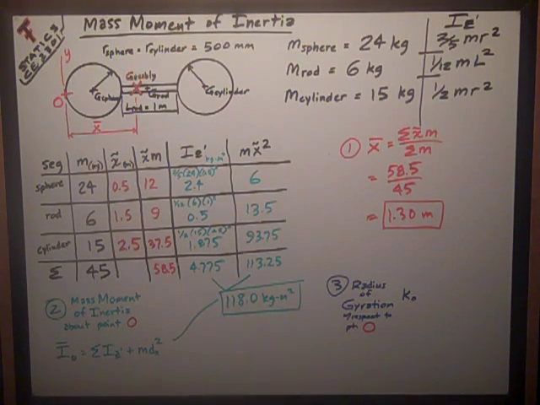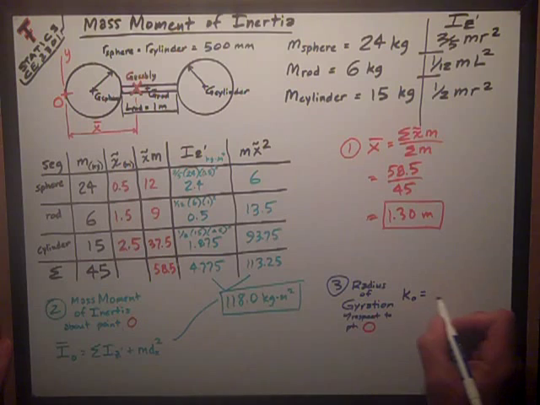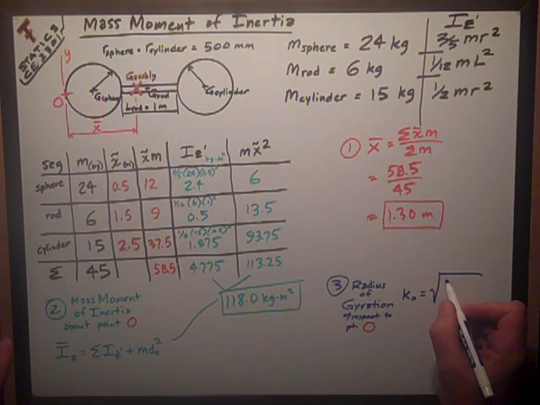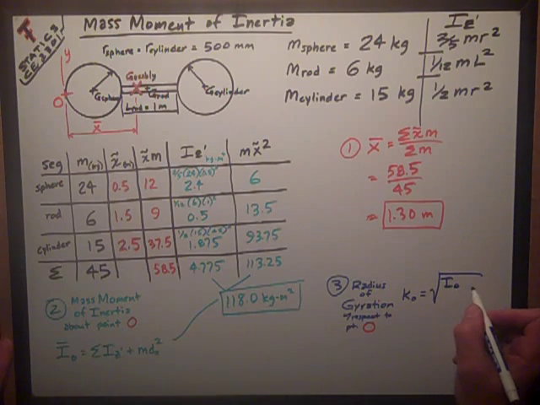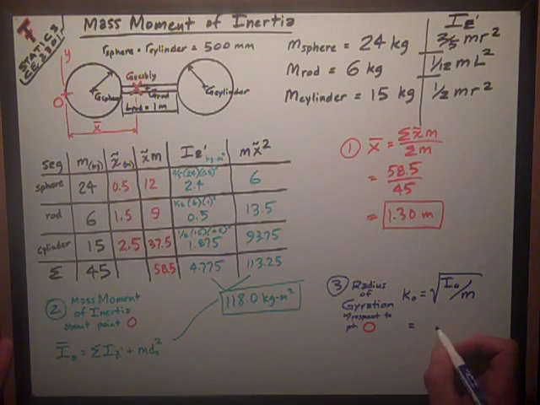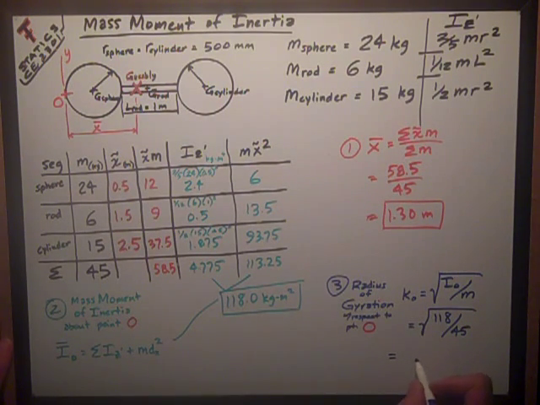Okay, lastly I need to do the radius of gyration with respect to point O, and that's what we call K_O, which is equal to the square root of the mass moment of inertia about O divided by the mass. So it's an easy calculation. I've got both of my numbers. It's the square root of 118 divided by 45, which is equal to 1.619 or 1.62 meters.